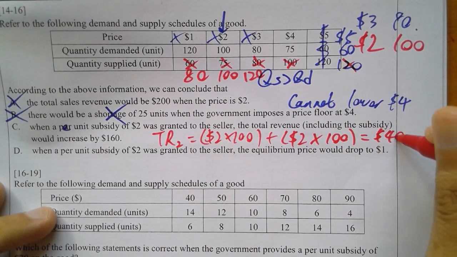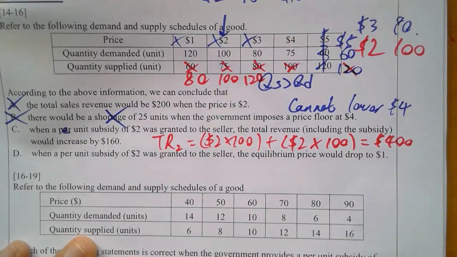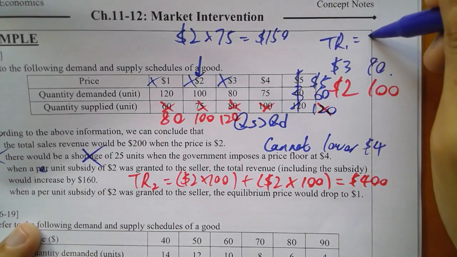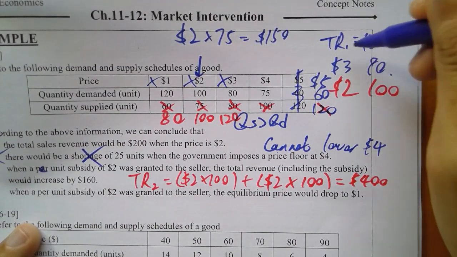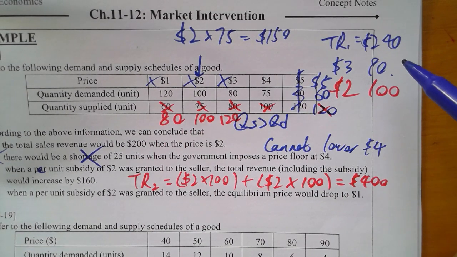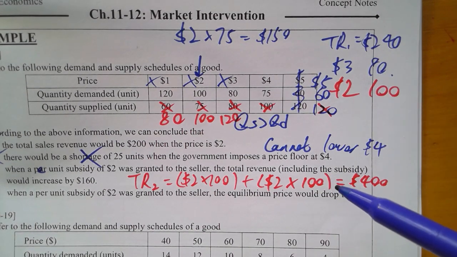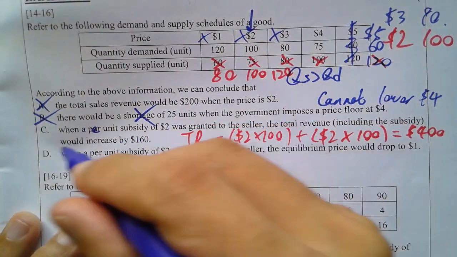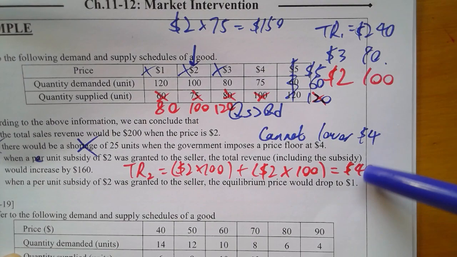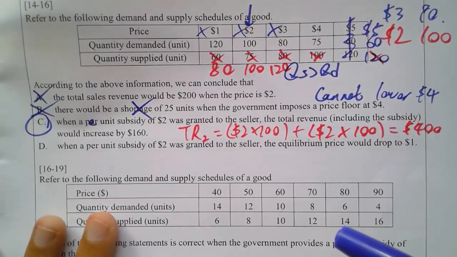That would make it 400, right? Now, what about the original TR1? TR1 is just 240, right? P1 times Q1. Here, we know that it would increase by 160. Yes, it is the case. It went up by 160 compared to before. Okay, so C is the answer.